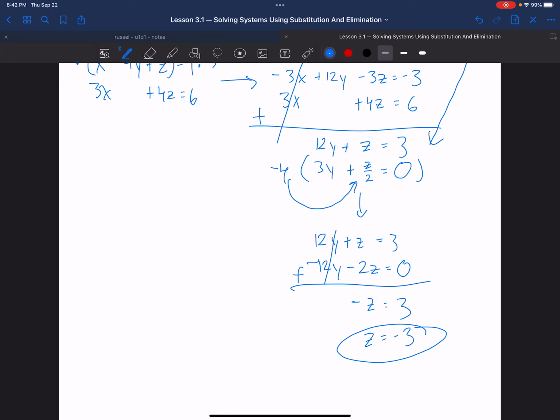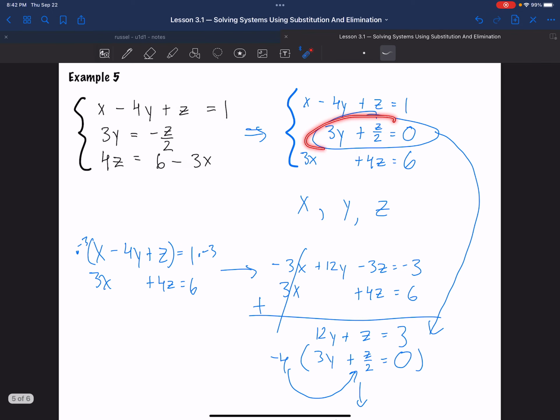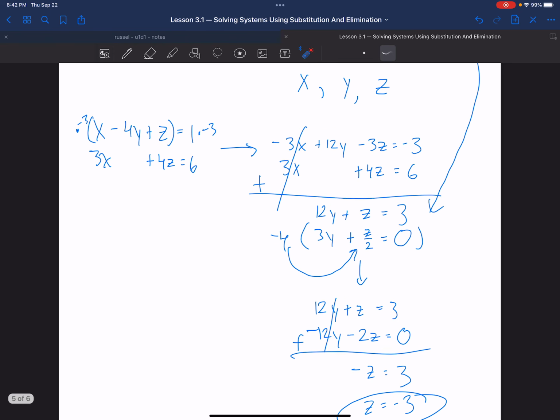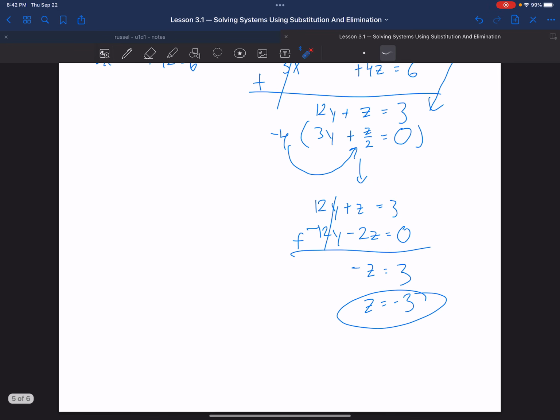So, I'll highlight, we have a few equations here. We have this equation, and we have this equation. Either or, I can substitute z into one of those. I also have this one, right? 12y plus z equals 3. Why don't I do that? Why don't I figure out what y is?